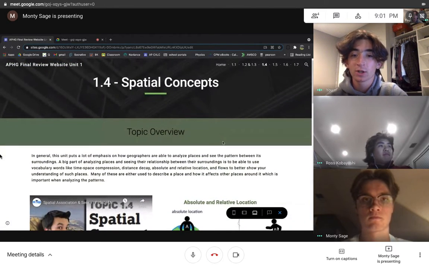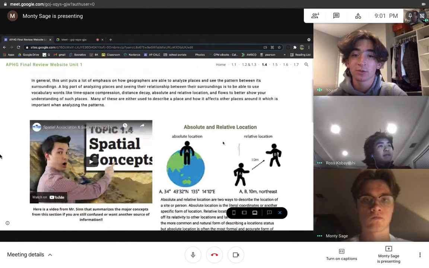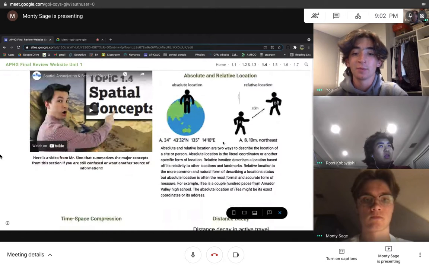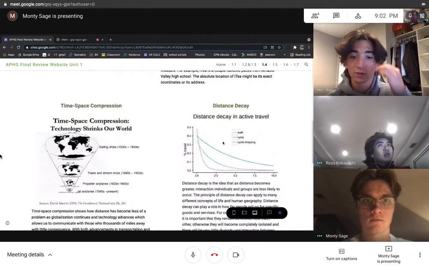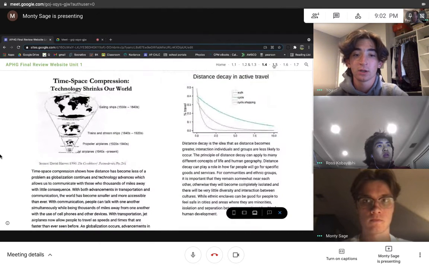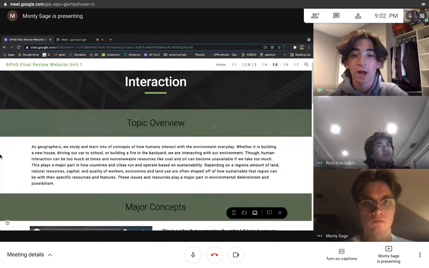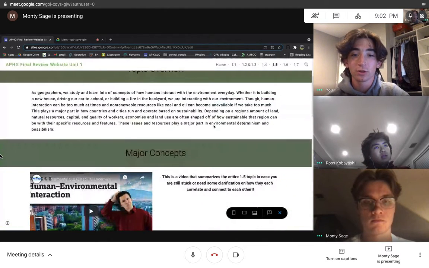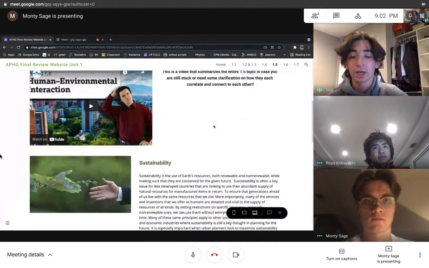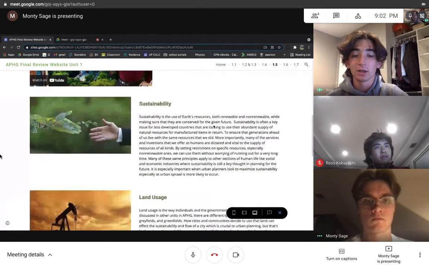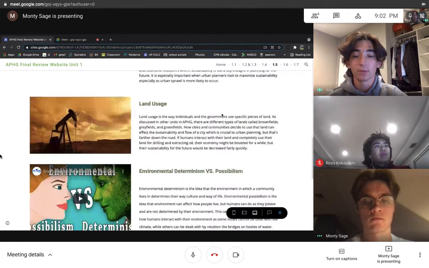Unit 1.4 talks about spatial concepts, like time-space compression, distance decay, and absolute and relative location. And they're very important for understanding how the world has evolved, especially through urbanization. 1.5 talks about human-environment interaction, so how we treat the world and the interaction between that, as well as sustainability, land use, and other concepts like that, and talks about other case studies in the world where that becomes prominent.